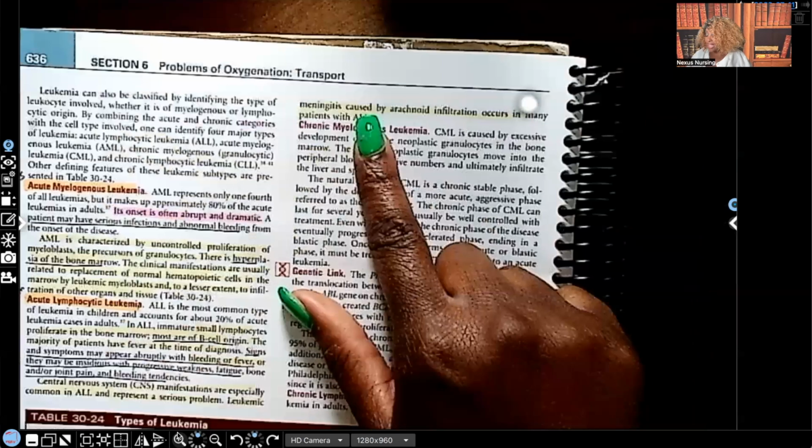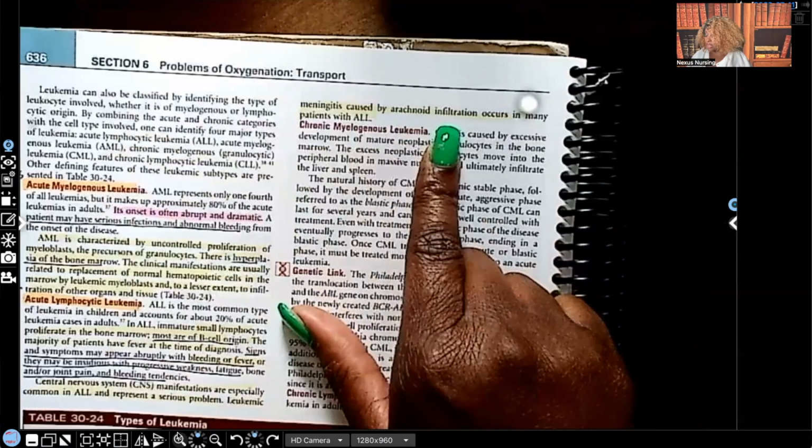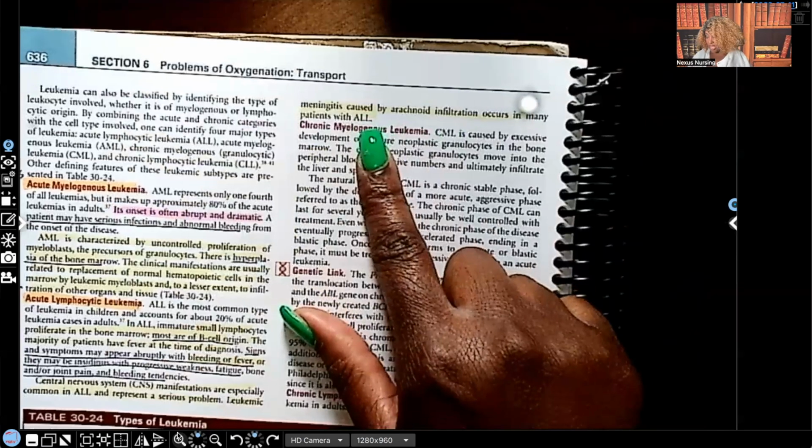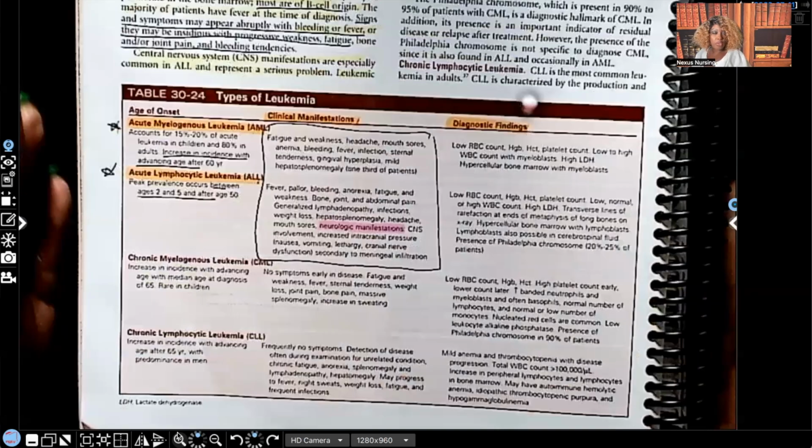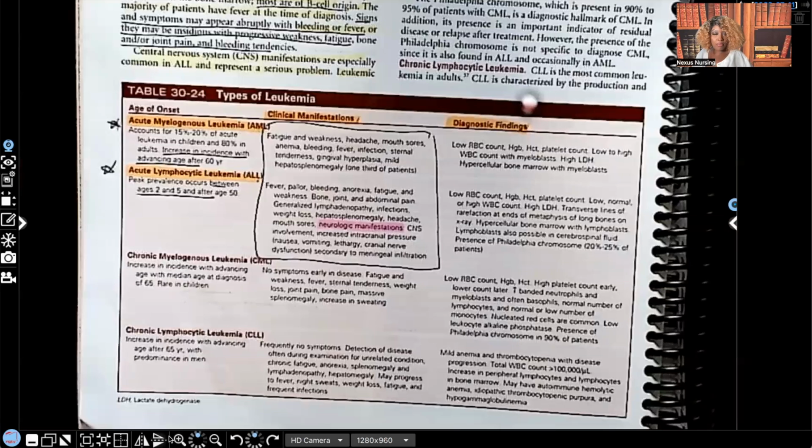Leukemic meningitis caused by arachnoid infiltration occurs in many patients with ALL. So let's take a look at the difference between our AML and the ALL.